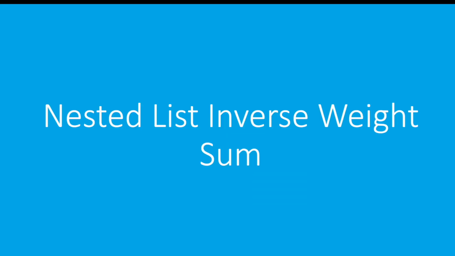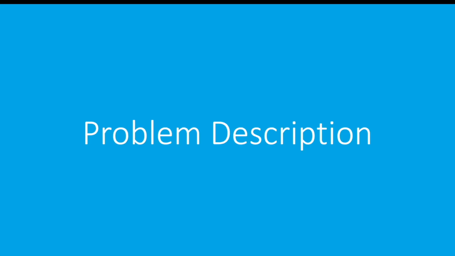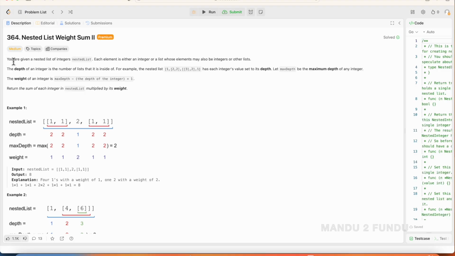In this video, I am going to explain the solution for the nested list inverse weight sum problem. Let's look at the problem description. We are given a nested list of integers, and in this list each element is either an integer or it will be another list of integers. So for example, here we have two sublists and then one integer in the outer list.